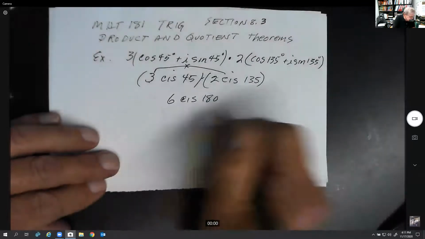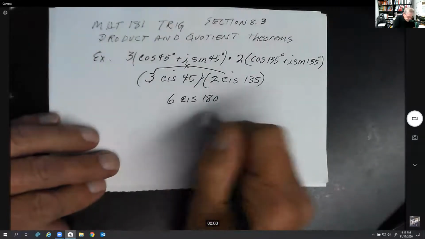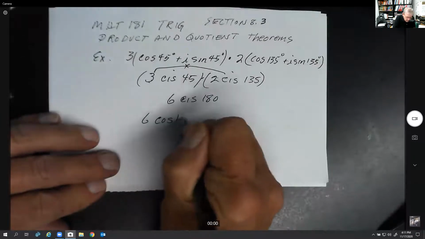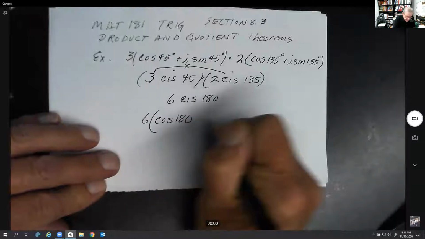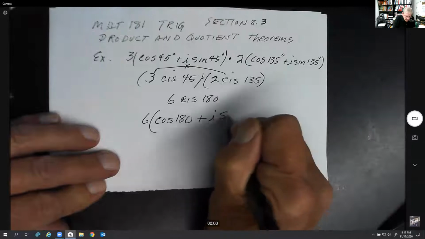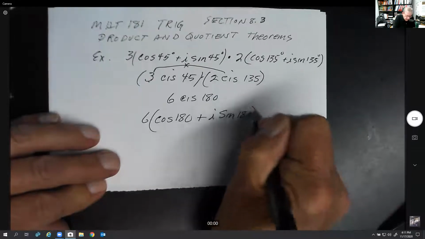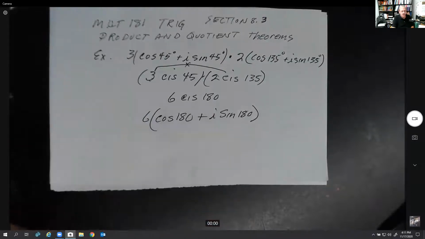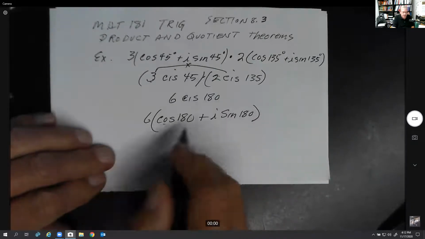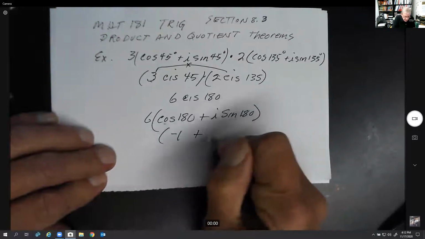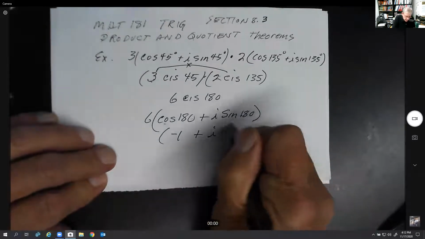So we could write this as 6 times the whole thing, cosine 180 plus i sine 180. Well, we could go back a little bit further than that. We can look up the cosine. We could leave it like that. What is the cosine of 180? Well, it's -1. And what's the sine of 180? You look at your chart, it's 0.